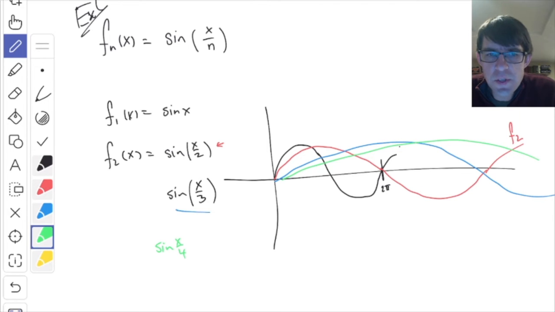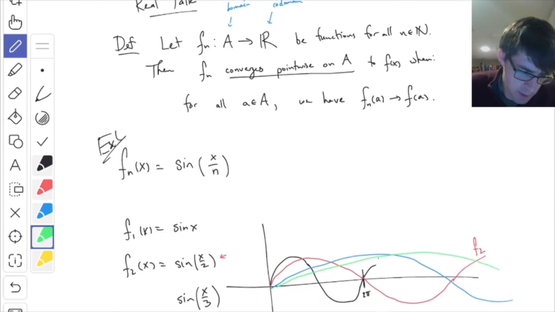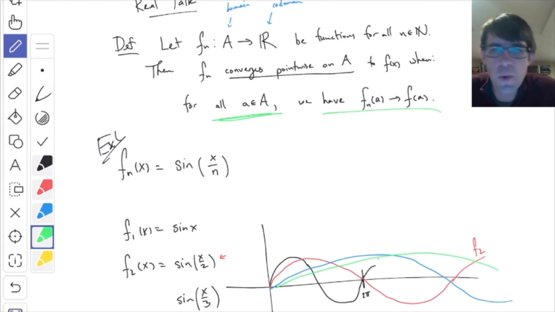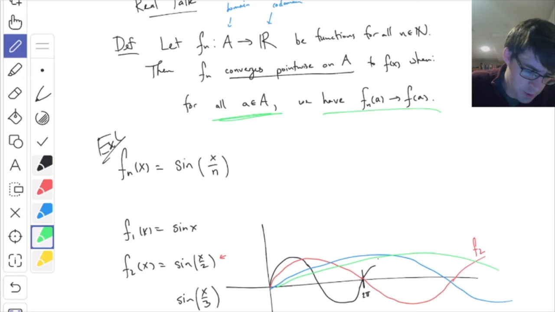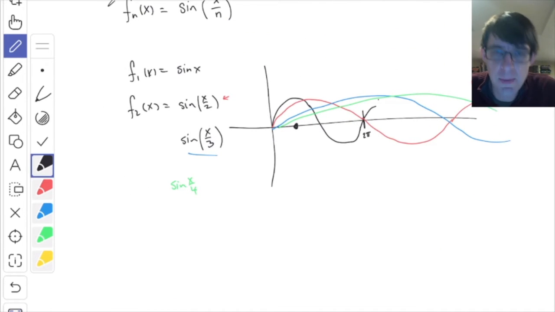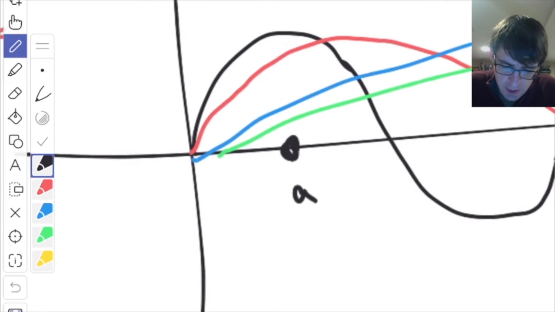What do you think? Does this converge to anything? Now we're talking about converging pointwise. The proper way to think about this is, remember the definition says that at each individual point, for all x in the domain, we have this convergence. So if I just focus on a single point, let's say this point right here, my point A, do the y values actually converge to anything?